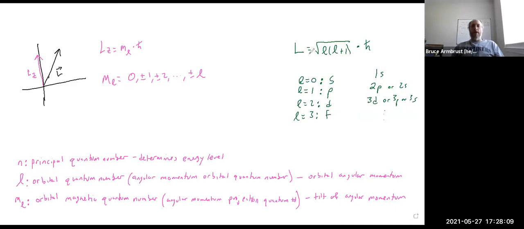All right, so remember what our L's magnitude was. It was this, the square root of L times L plus 1, times h-bar. So the h-bars don't matter. You can kind of just ignore those. But think about what this means if, say, M sub L is 0. If M sub L is 0, that means that your Z component of the angular momentum is 0, which means L points this way. So this is ML equaling 0.